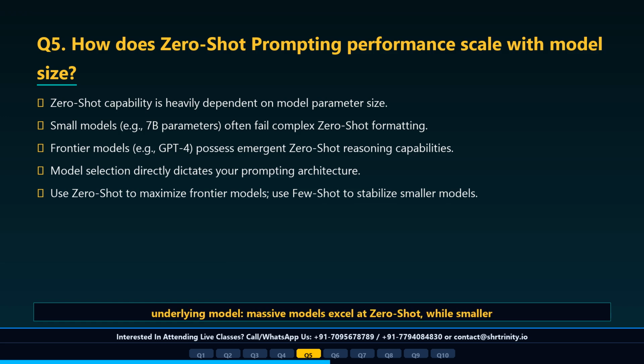Massive models excel at zero-shot, while smaller open-source models often demand few-shot anchoring.